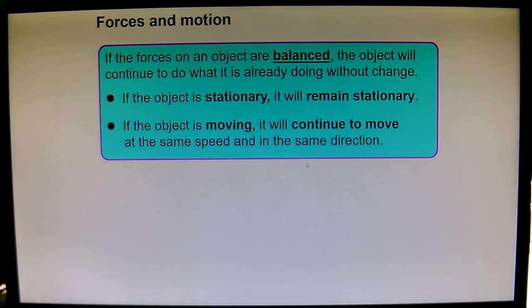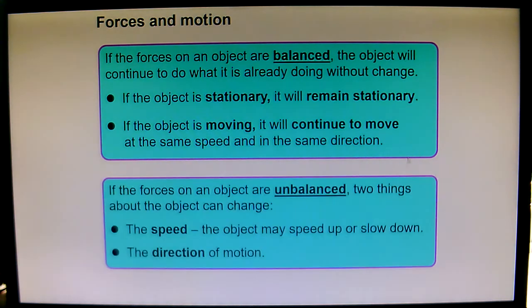So you've got a bit of a summary here. If the forces are balanced, the object will carry on doing what it was doing already. So if it was still, it will remain still. If it's moving, it will continue to move at the same speed and in the same direction. If they're unbalanced, it will either start to move, or it will change its speed. So it will either get faster or it will get slower.